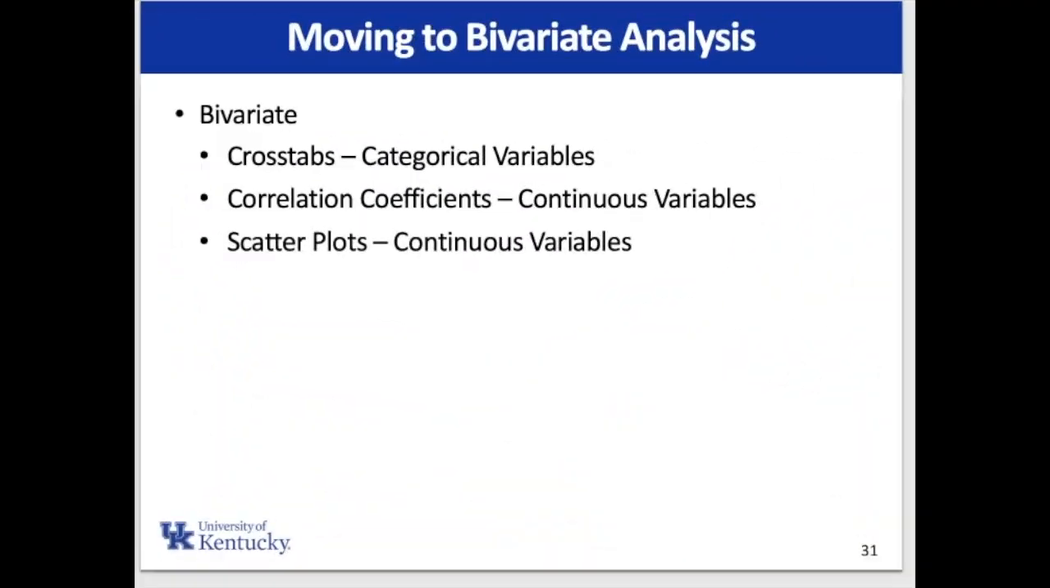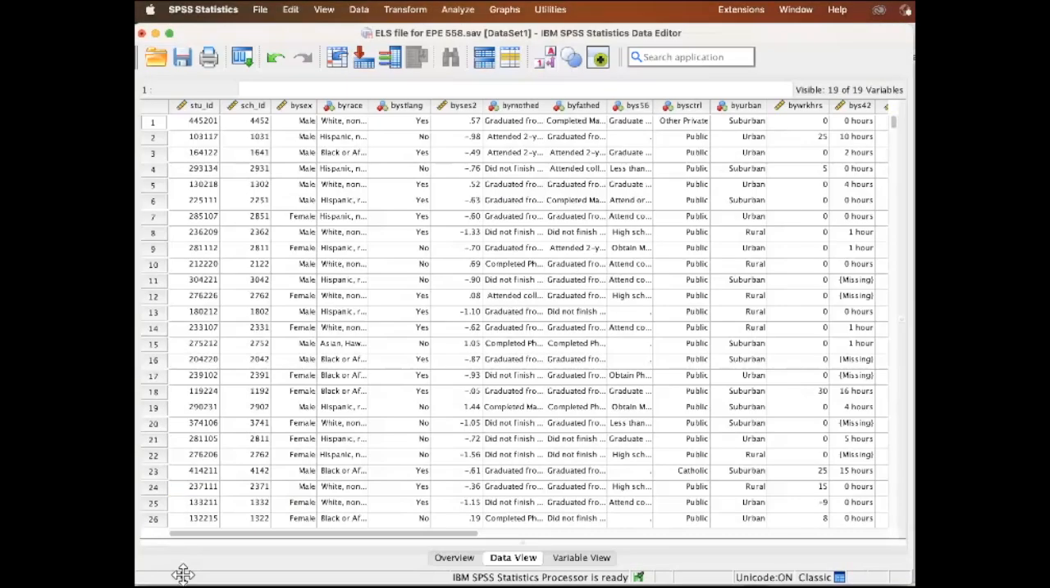Previously, we looked at univariate variables, which was one variable, and bivariate, the bi is two, like a bicycle has two wheels, and so bivariate is we're looking at two variables. So we are going to analyze this data three different ways. We're going to look at crosstabs, which are good for categorical variables. We're going to look at correlation coefficients, which are good for continuous variables, and scatterplots, which are also good for continuous variables.